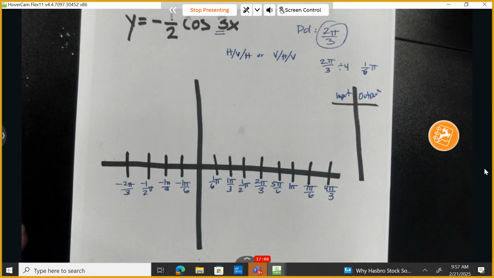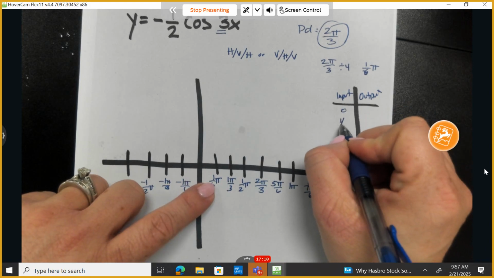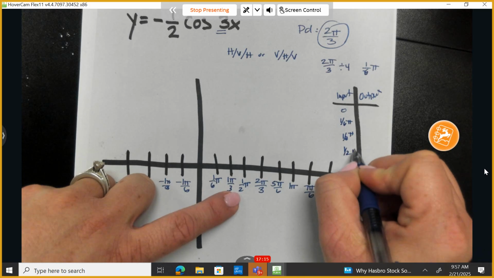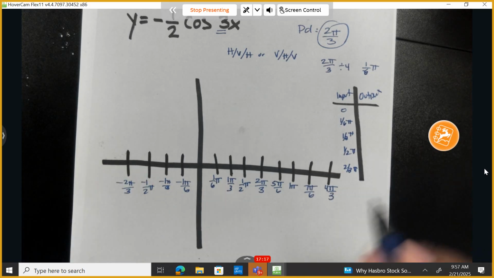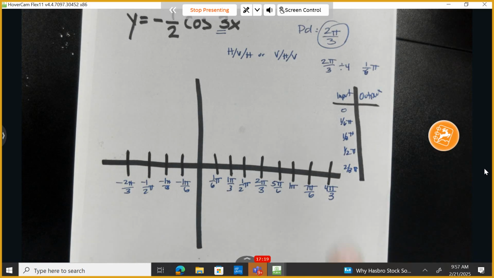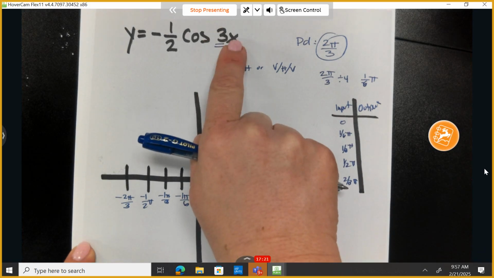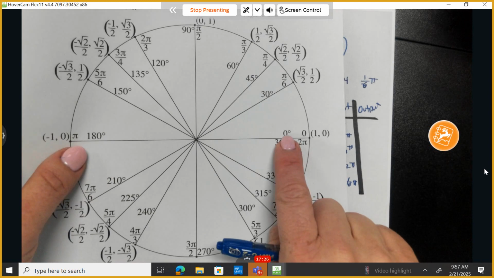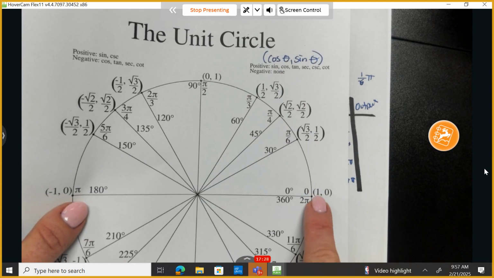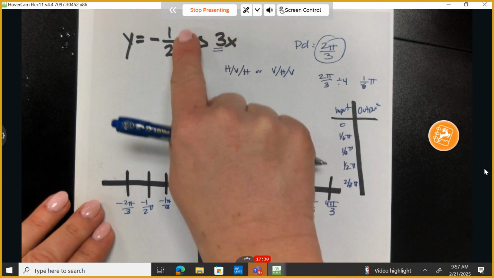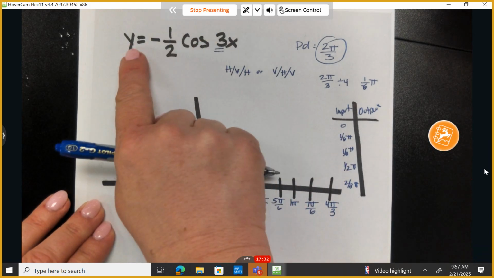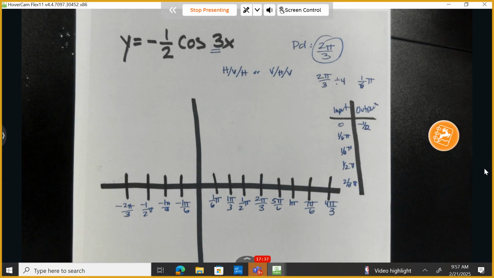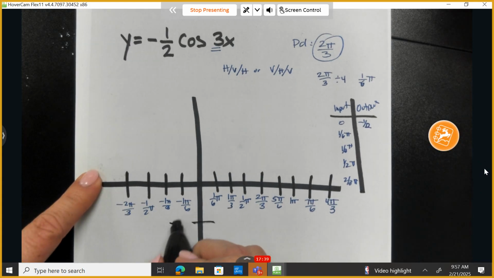All right, input, 0, step 1, 1/6 pi, 1/3 pi, 1/2 pi, and 2/3 pi. I'm only going to have to do the first two. Let's start with 0. If I substitute in 0, 3 times 0 is 0. Let's find the cosine at 0. Here's 0. My cosine is the first number, and I get an answer of 1. So this evaluates to 1. Now 1 times negative 1/2 is negative 1/2. So I'm going to drop down, and I have to label this. This is negative 1/2.